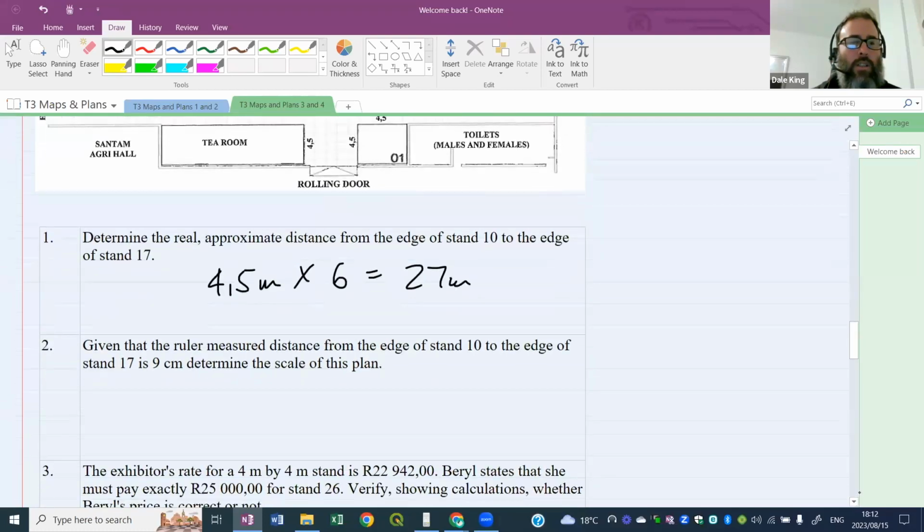All right, moving on. Question two. Given that the ruler measured distance from the edge of stand 10 to the edge of stand 17 is 9 centimeters, determine the scale of this plan.